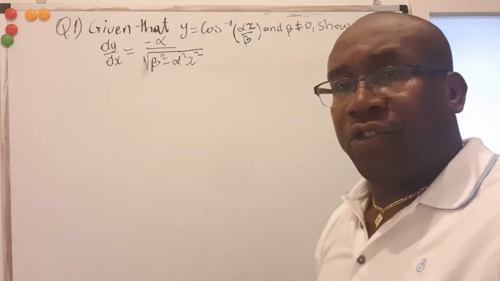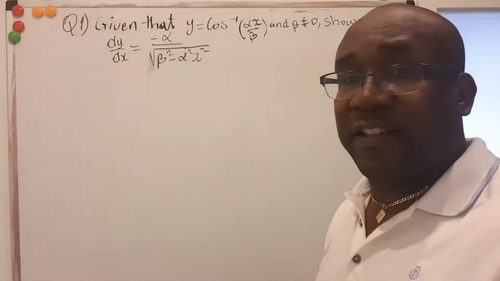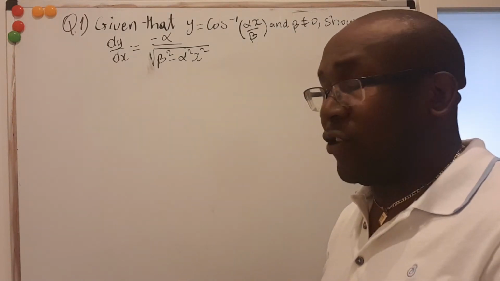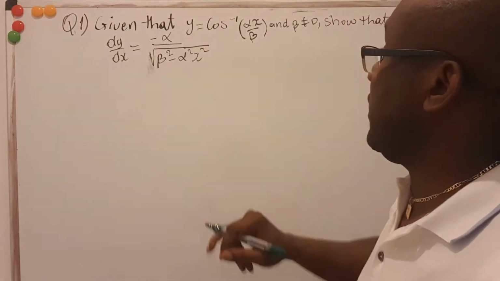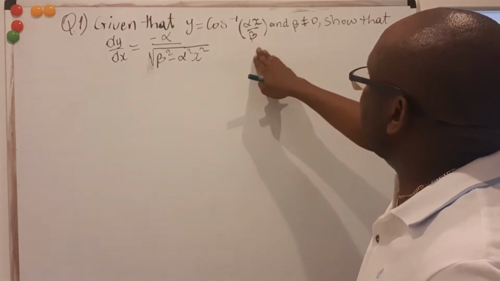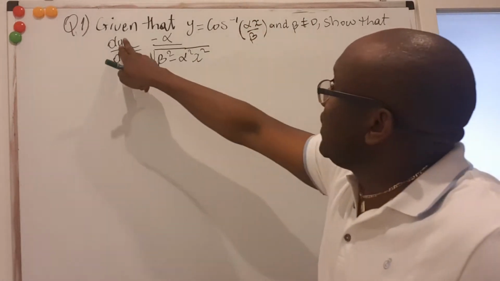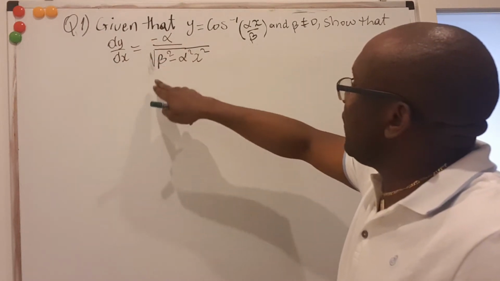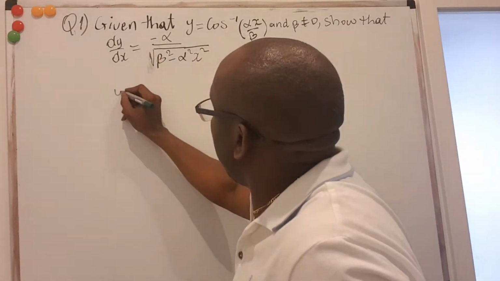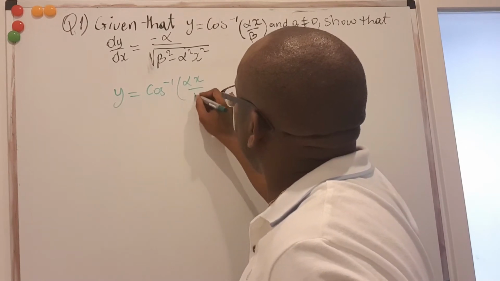This is Dr. Nemende. So we are going to look at differentiation, but a bit special in the sense that we will try to differentiate one variable not directly with respect to the other, as we normally do in the standard procedure. So the question says, given that y is equal to cos inverse of alpha x on beta, and that beta is not equal to 0, so that this is still defined, show that dy dx is equal to minus alpha divided by the square root of beta squared minus alpha squared x squared. So we are given that y is equal to cos inverse of alpha x over beta.